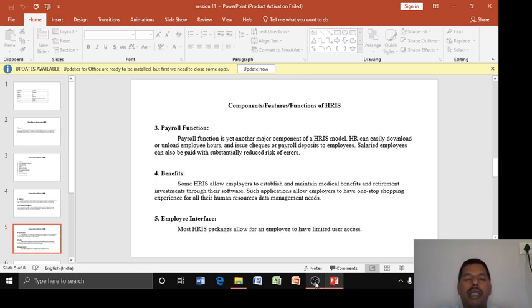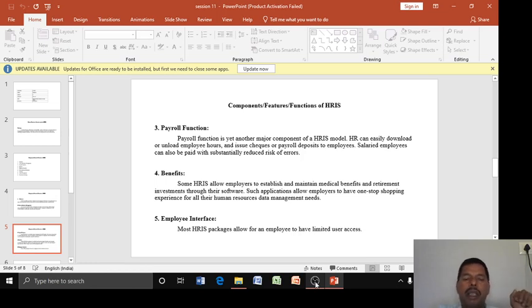If they invest, there will be fund managers. They will invest in other areas, and the return will be created for the employee. Such benefits can be obtained by this human resource information system, right? Such applications allow employees to have a one-stop shopping experience for all their human resources data management needs.